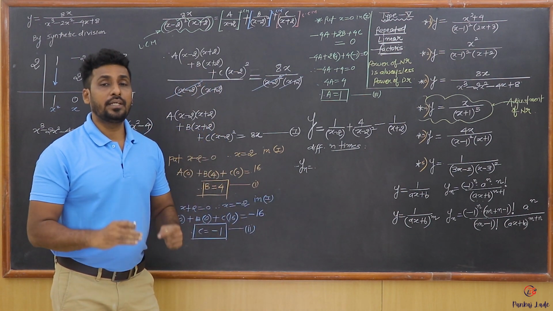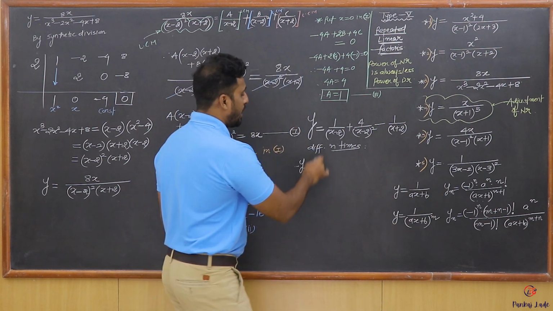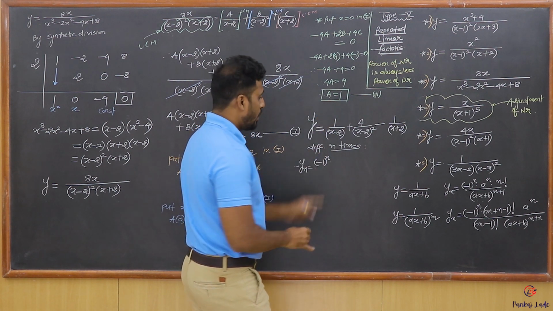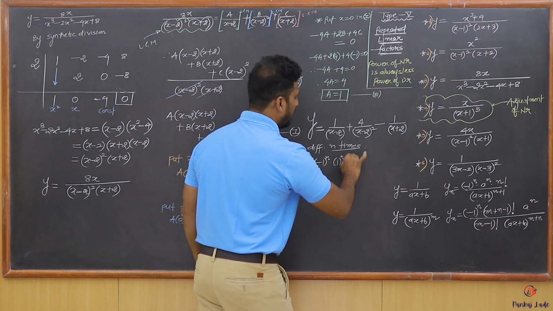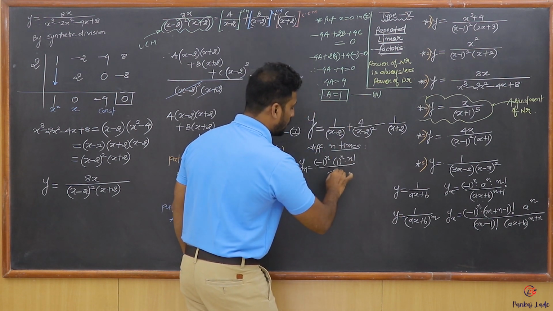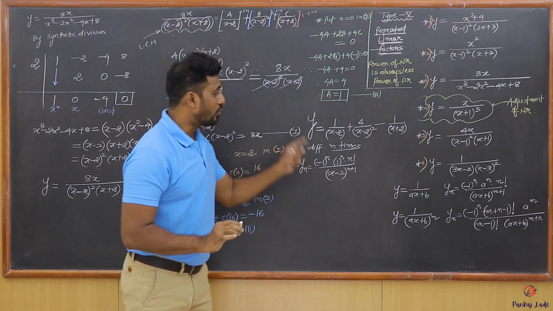For 1 upon ax plus b, the nth derivative formula is written over here. Make use of that formula. So I get the answer as minus 1 raised to n, a raised to n, so that's 1 raised to n into n factorial upon ax plus b raised to n plus 1, x minus 2 raised to n plus 1. That's the nth derivative of the first term.